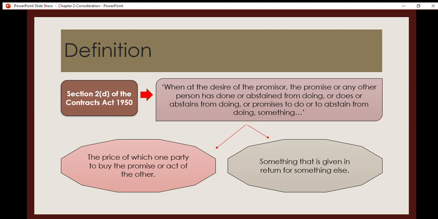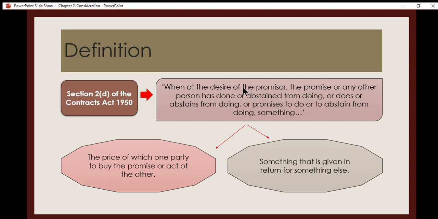Alright, now we continue with the definition of consideration according to the Contracts Act 1950. Based on Section 2(d) of the Act, consideration is defined as when, at the desire of the promisor, the promisee or any other person has done or abstained from doing, or does or abstains from doing, or promises to do or to abstain from doing something. Okay, this is promisee, not promise.